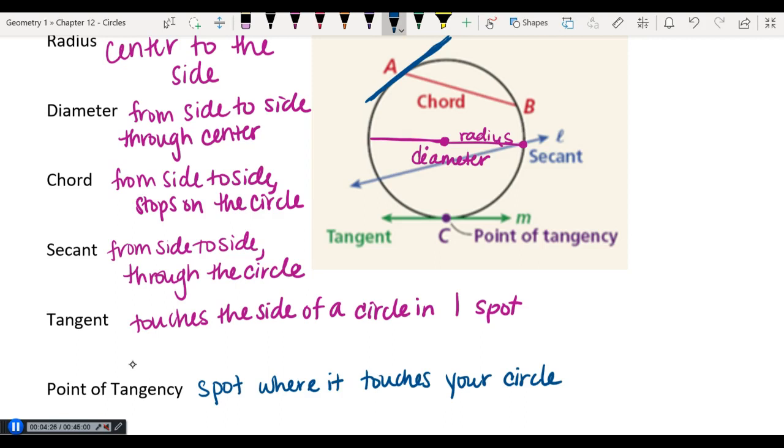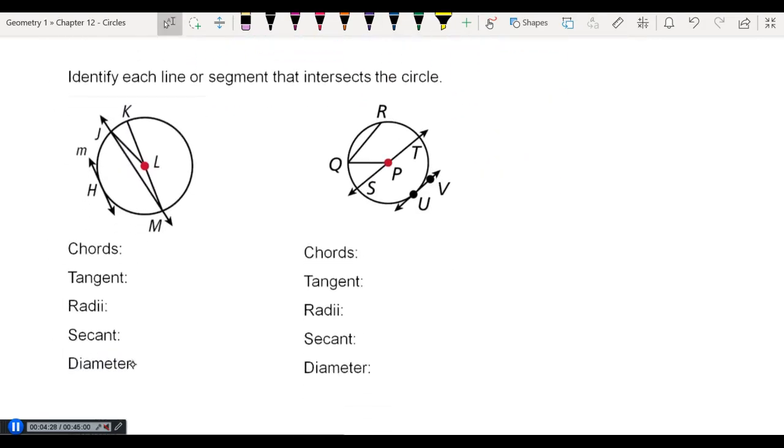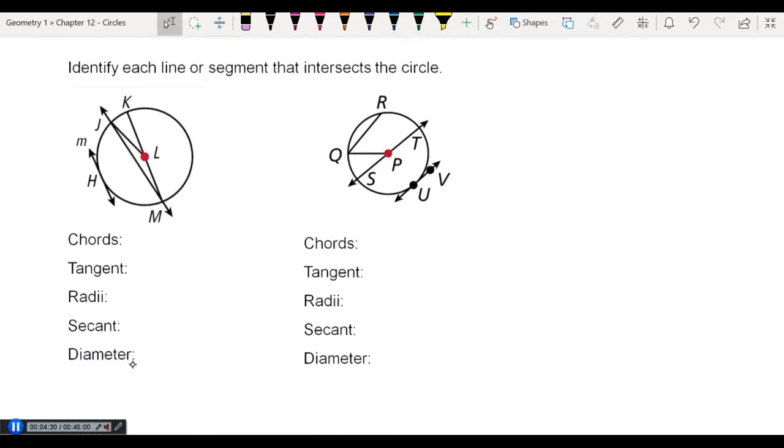On your IXL, it's a little bit different, but on your test, it's going to look something like this. I'm going to give you a list of things, and you have to tell me from the picture what would be one of those. For example, let's start with chord. A chord stops on each side. What would be a chord in this picture here?